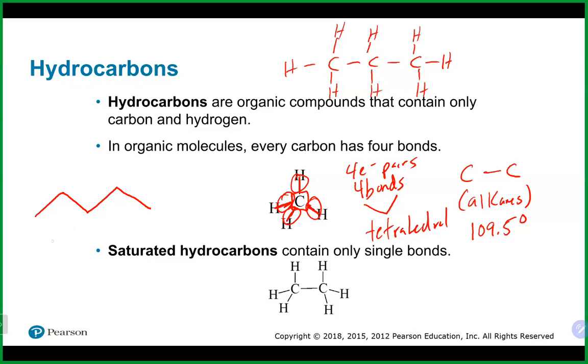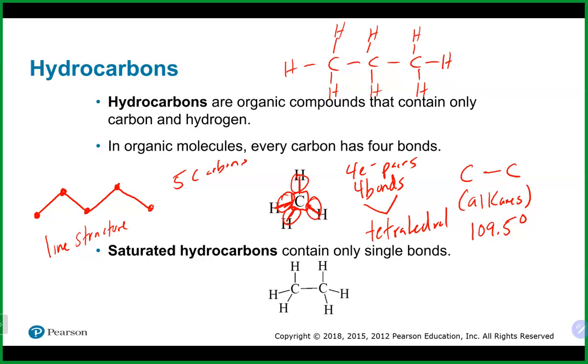By the way, what I just drew here, as we will talk about, is what is sometimes referred to as line structure. Everywhere the line ends or 2 lines come together, those are all carbons. So in this case, that would be 5 carbons that are present here. Each of the little dots represents a carbon. You don't usually put the dots, by the way, in line structure.